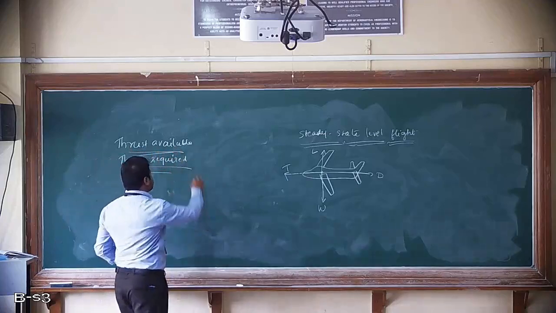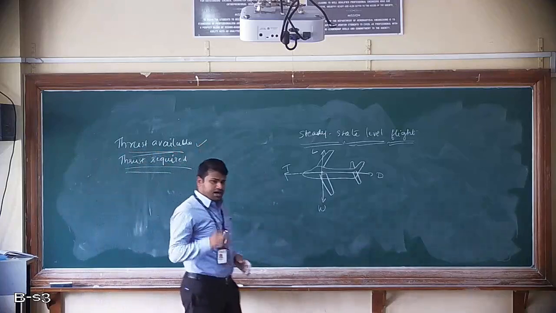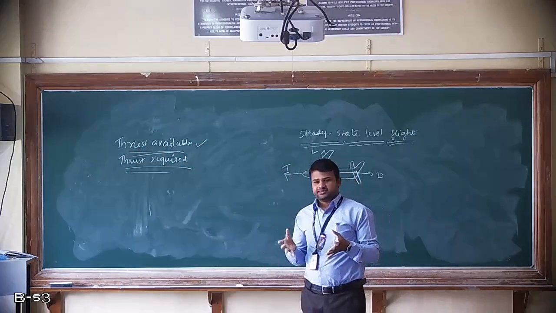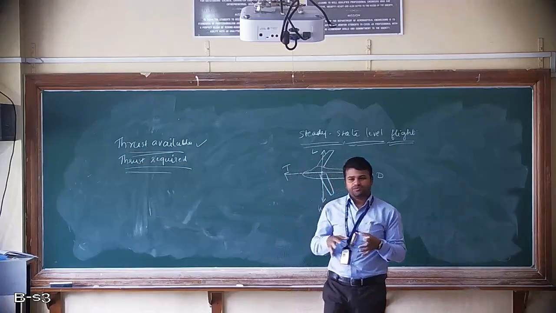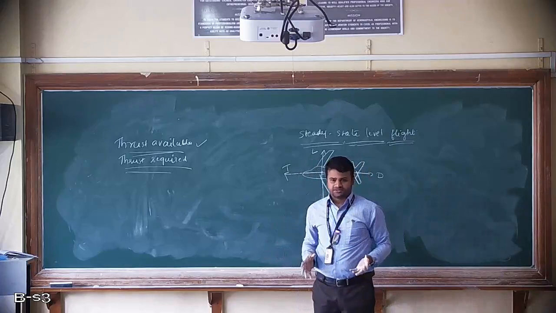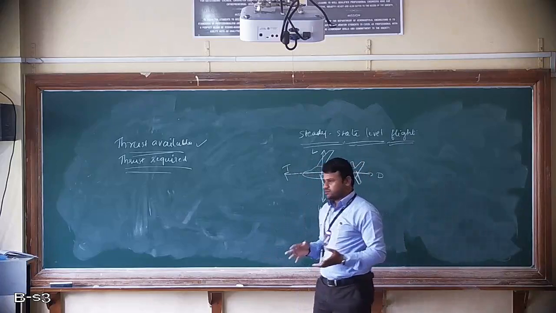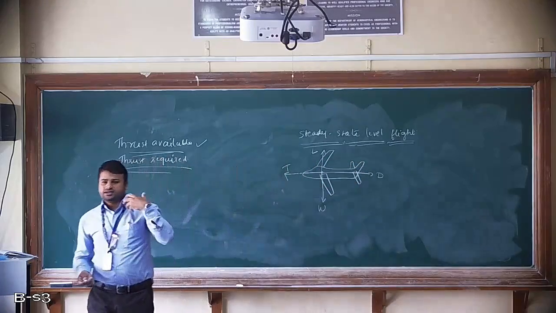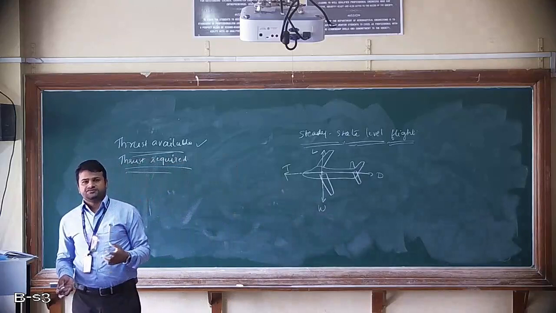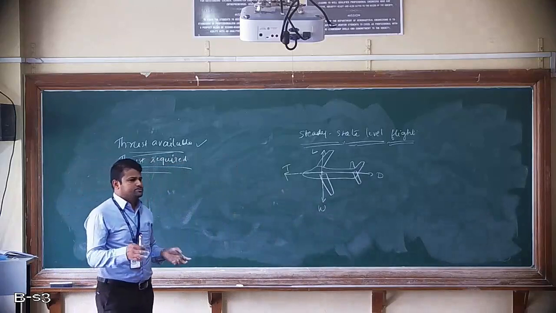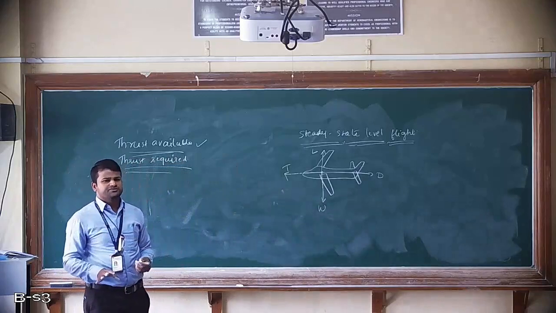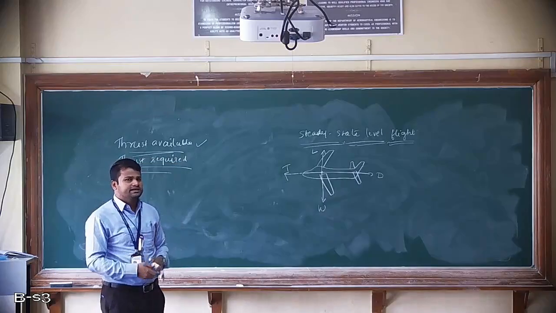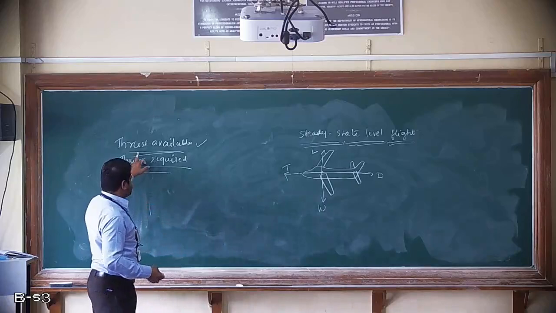So basically, thrust available means whatever thrust is already there, that means your engine is capable of producing that amount of thrust. Thrust available is the available thrust given by the engine itself, irrespective of your airspeed, and it is already designed for different atmospheric conditions. So that is called thrust available.